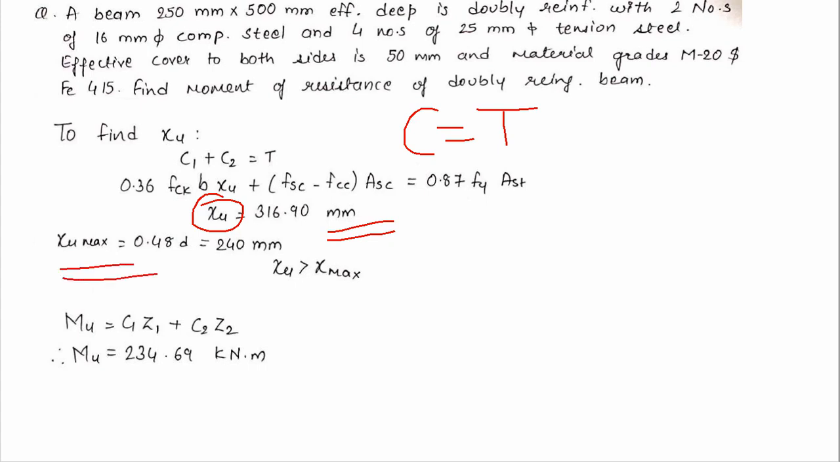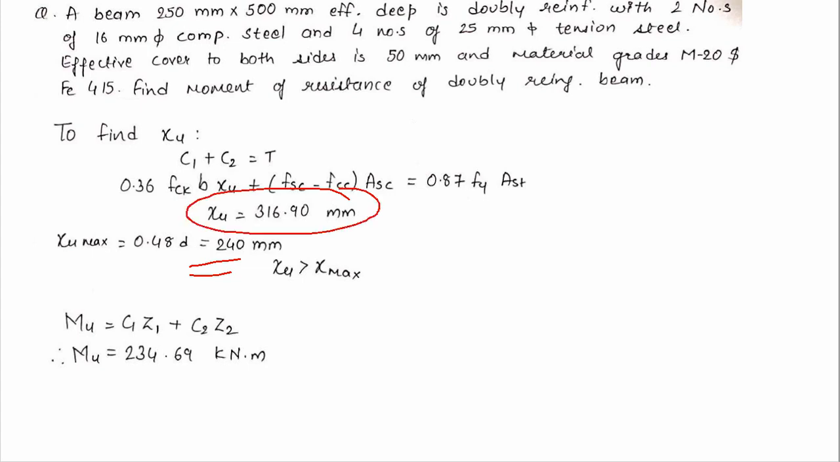And now we need to find XU max, and XU max can be found again from page number 70. It comes out to be 240, and in this case we can see that XU is greater than XU max. That means it is an over reinforced section. Clear? It is an over reinforced section. In the previous sum it was an under reinforced section, and here it is an over reinforced section.